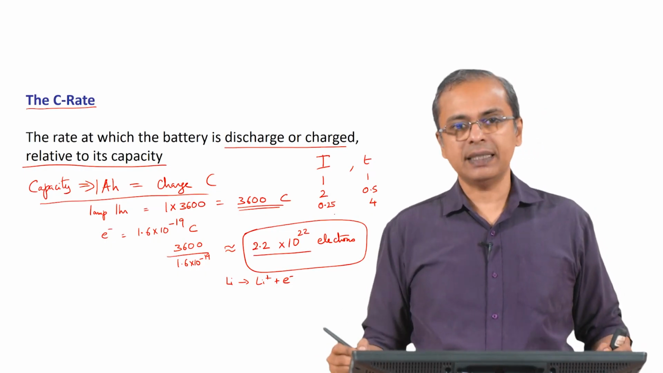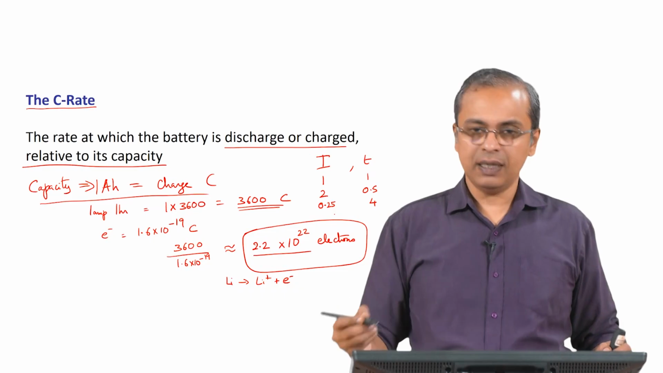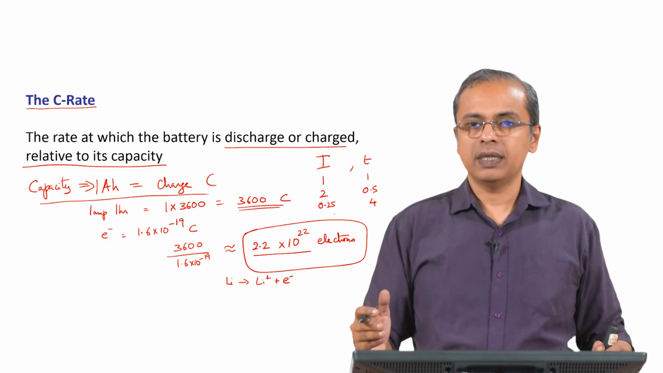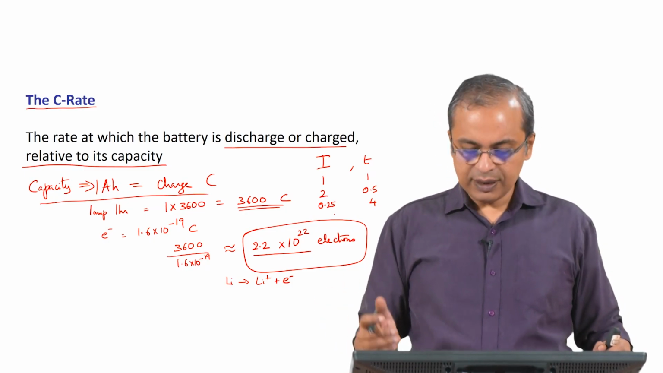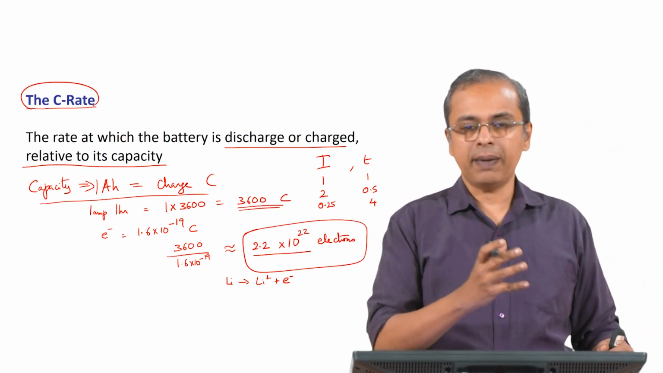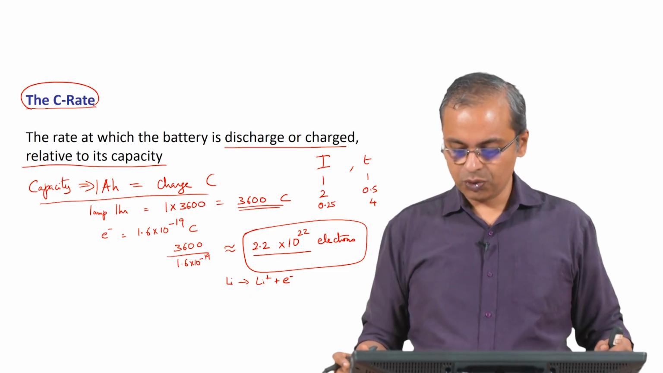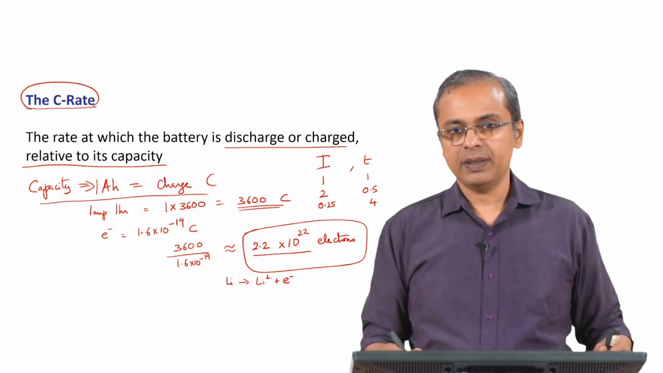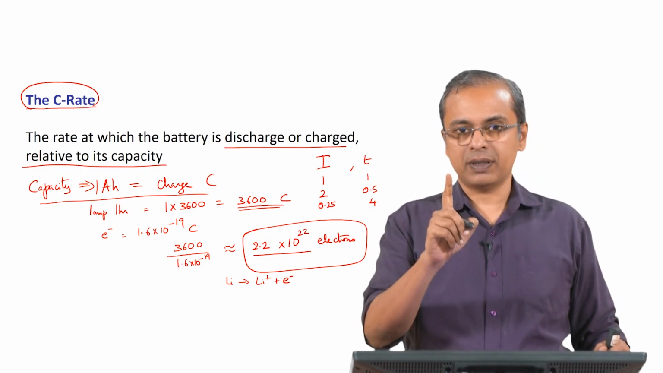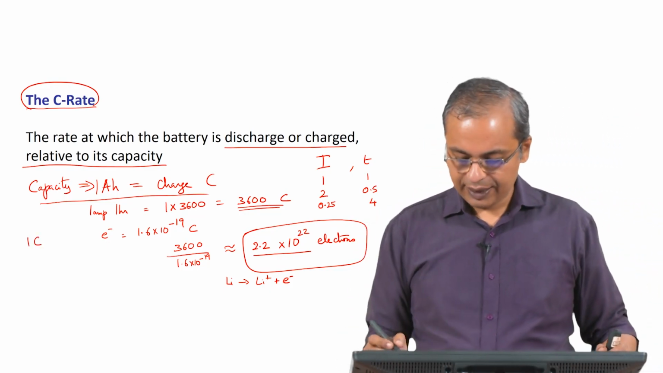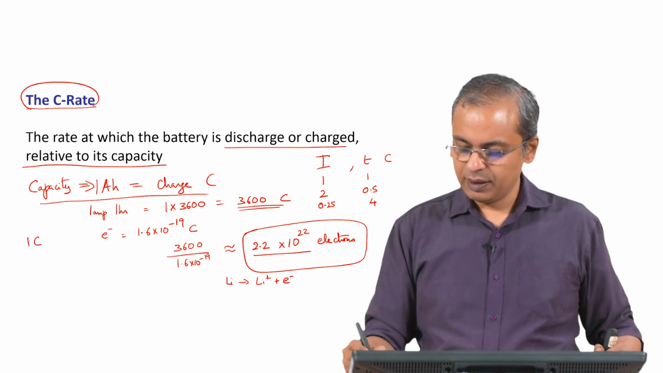So clearly, based on the current that you draw, the duration that it will last will vary, other things being equal, assuming it is all operating ideally. This is the idea that is captured by the C rate. What is the current relative to the capacity that it is being used? For example, if it is a 1 ampere hour battery and I draw 1 amp, then you will consume this entire charge in 1 hour, that is called 1 C rate.